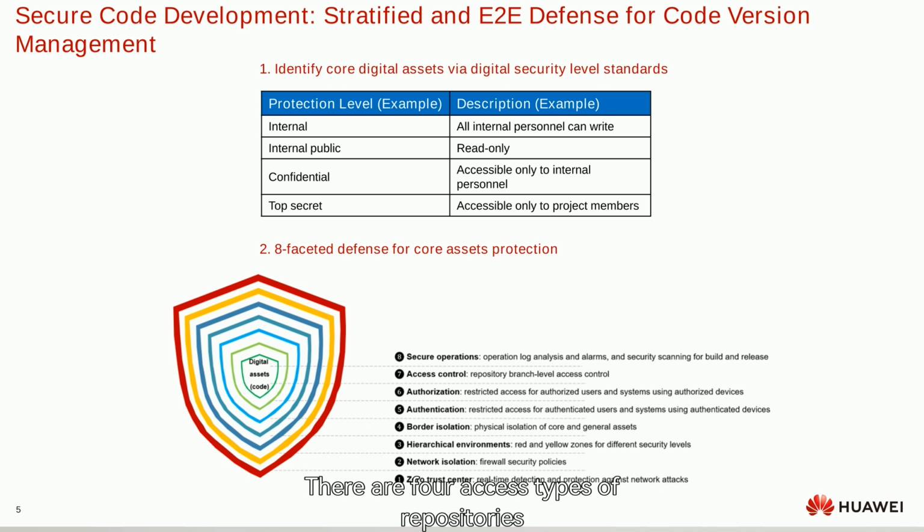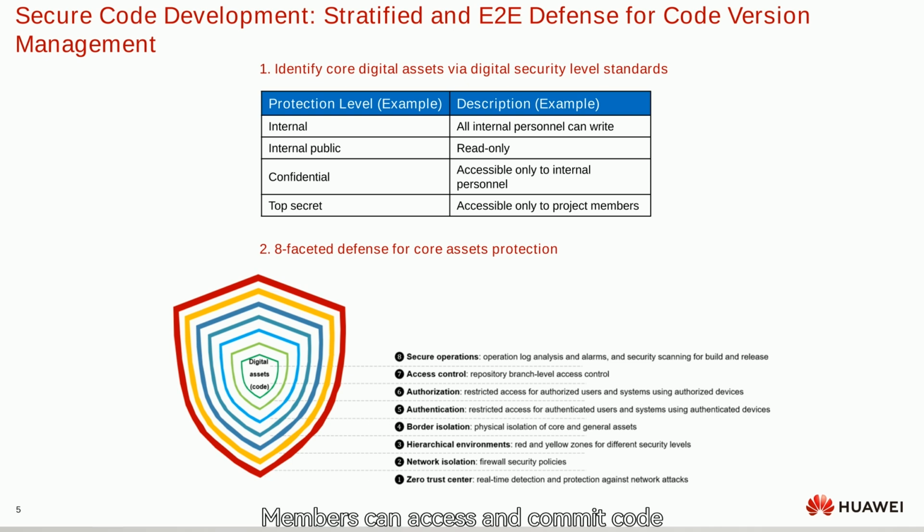There are four access types of repositories. First, private repository. The protection level is internal. This type of repository is open only to repository members. Members can access and commit code.